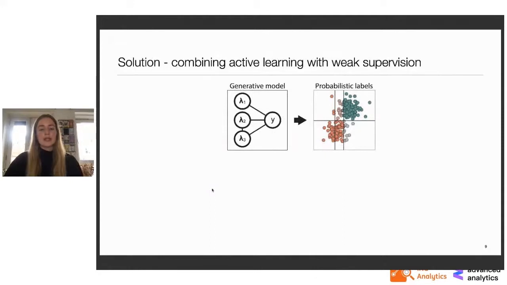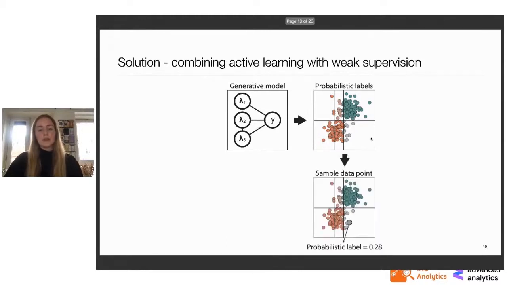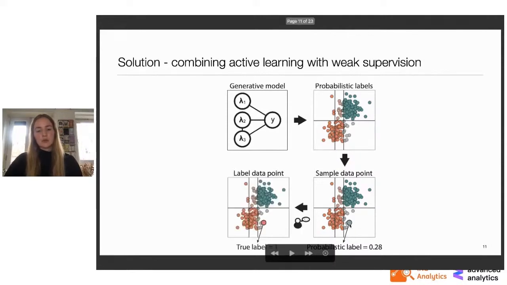So we start with our generative model, the part of the pipeline where we learn the generative model and get the resulting probabilistic labels. Then the first step, like in active learning, is to sample a data point using some sort of strategy. So let's say we sample this point, and then we ask our expert what the true label should be. Say the expert said the true label is 1.